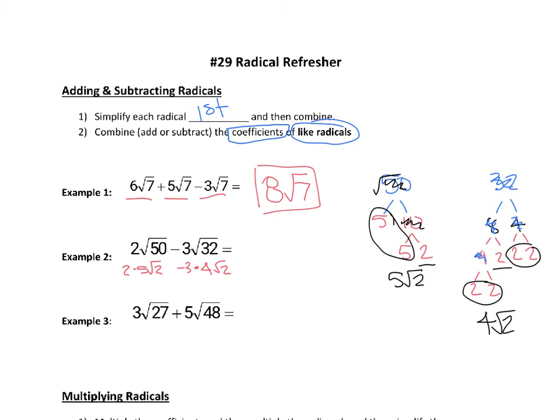All right, now we're going to break that down. 2 times 5 is 10, so you get 10 square root of 2. Negative 3 times 4 is negative 12 square root of 2. And what do you notice? Because they both have square roots of 2's, we can combine these. So 10 minus 12, you just deal with the coefficients. 10 minus 12 is negative 2. And then the square root part stays the same. You do not change it. All right? Let's look at the next example.